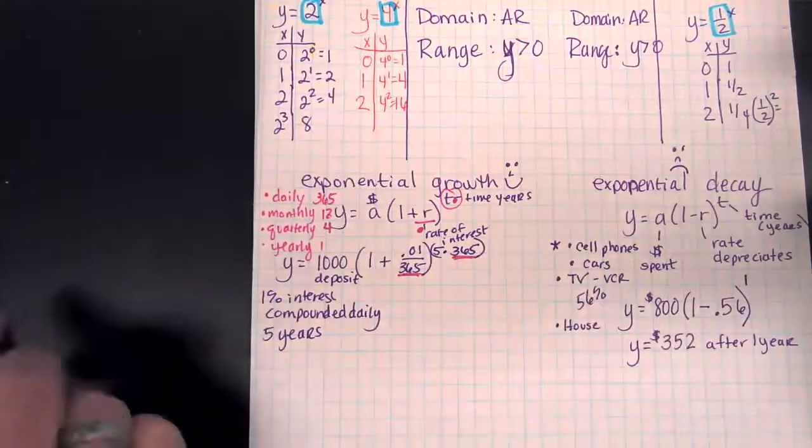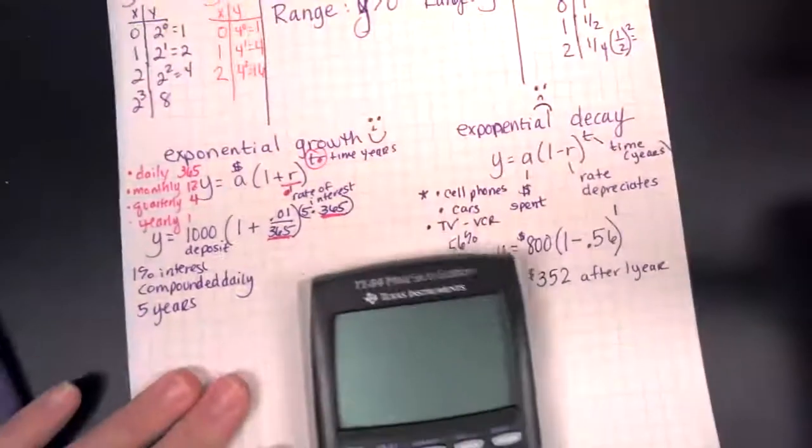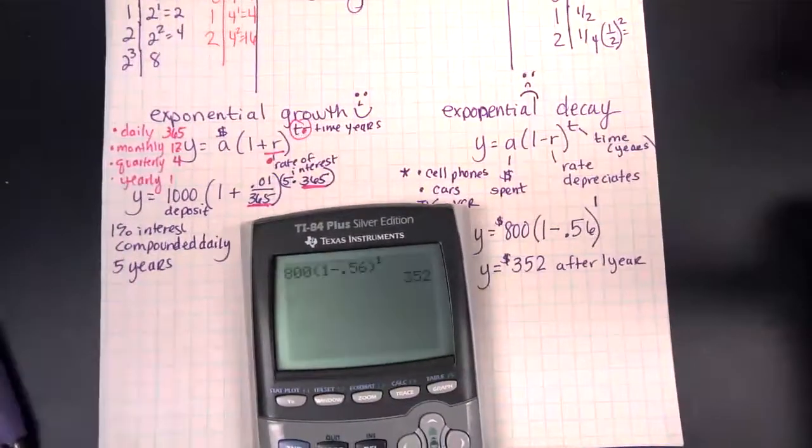Now that looks really, really yucky as a problem, but you know what? It's really easy to put in on your calculator. So are you ready? I'm going to put 1,000 in and I'm going to calculate. And I'm going to use parentheses wherever I can.